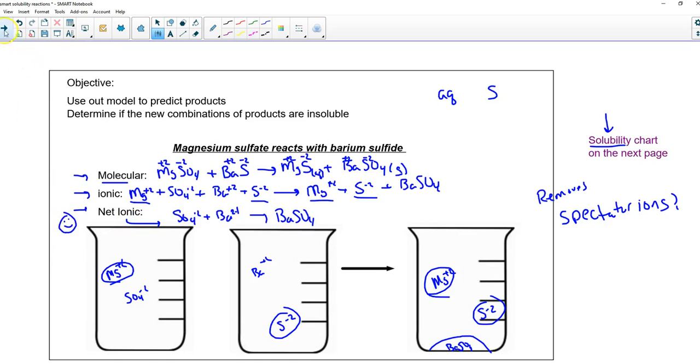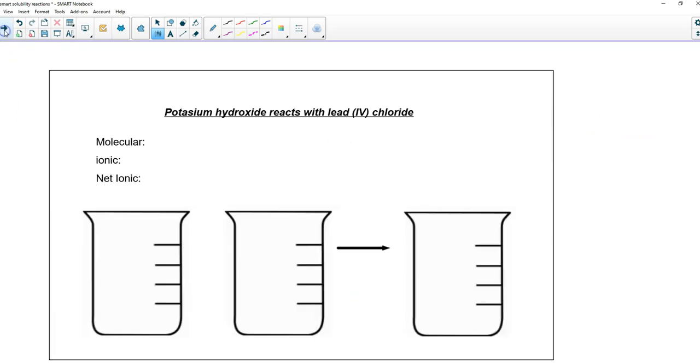All right, here we go. There's our solubility chart. And let's try another example. Pause the video and try it on your own. Okay. Now let's start moving a little bit faster.